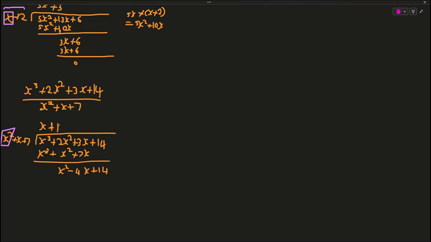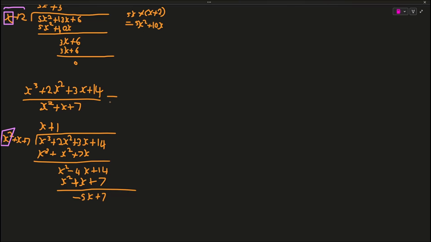And now we're going to do the same thing again. The 1 times x squared plus x plus 7 just gives us x squared plus x plus 7. And subtracting that, x squared minus x squared is 0. Minus 4x minus x, that's minus 5x. And 14 minus 7 is 7. As you can see here, we've got something left over. We can't divide anymore because x is a smaller term than x squared. So we have, in fact, a remainder.